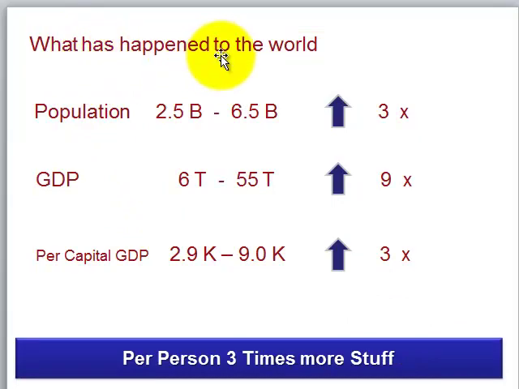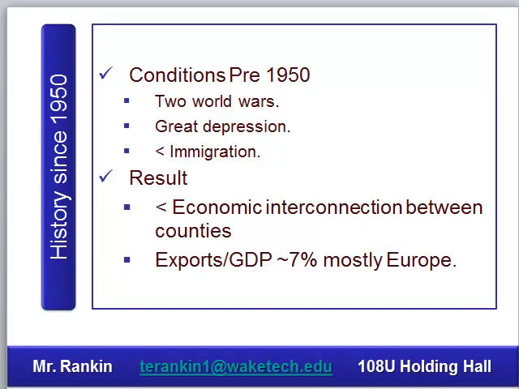What's happened in the world over the last 50 years? Well, the population has tripled. The amount of stuff has gone up ninefold. And the per capita income has tripled. So each individual is 3 times wealthier than they were before.